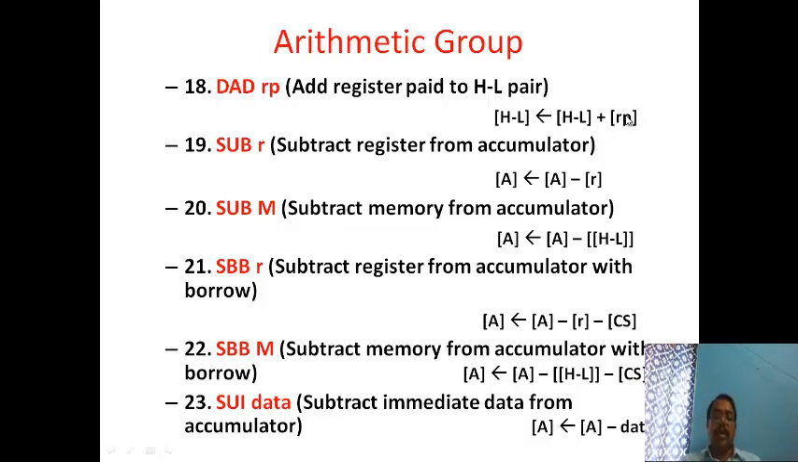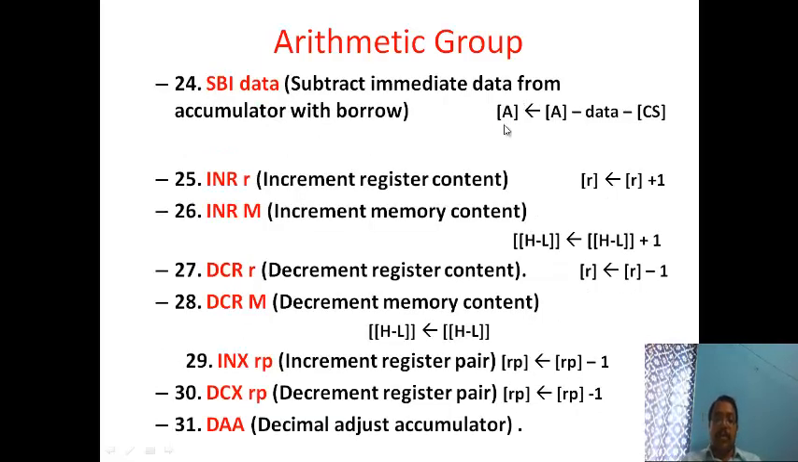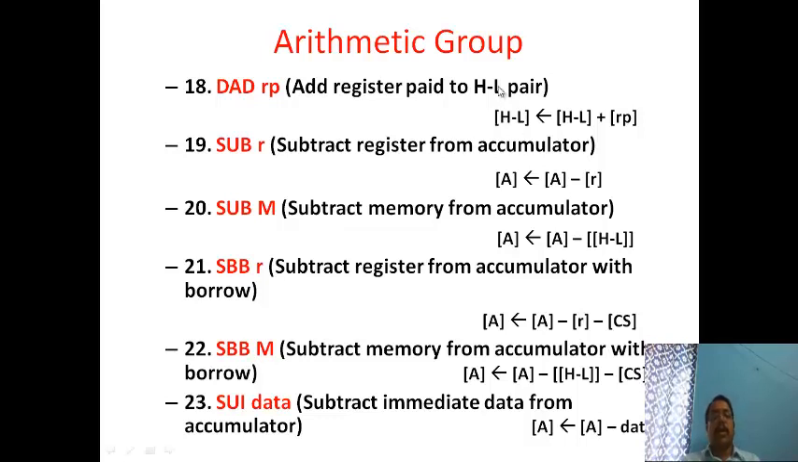So the content of BC will be added with HL, or content of DE will be added with HL, and the result will be stored in HL. So it is similar to your accumulator. For this instruction alone, HL is your accumulator.